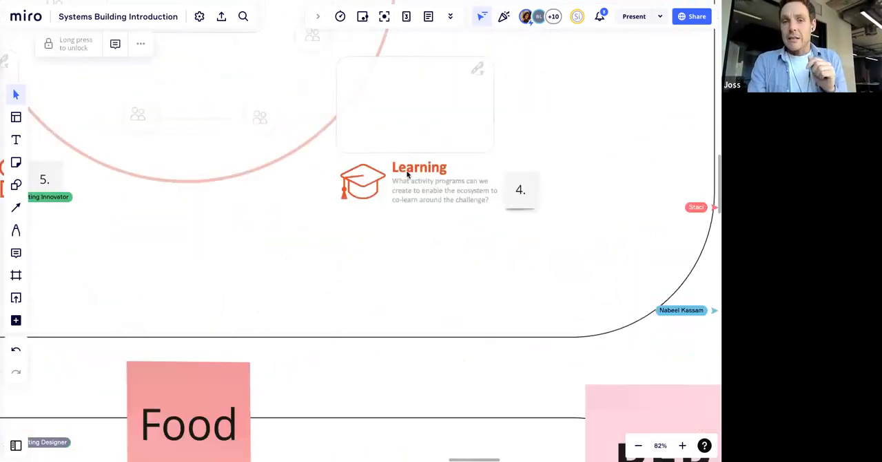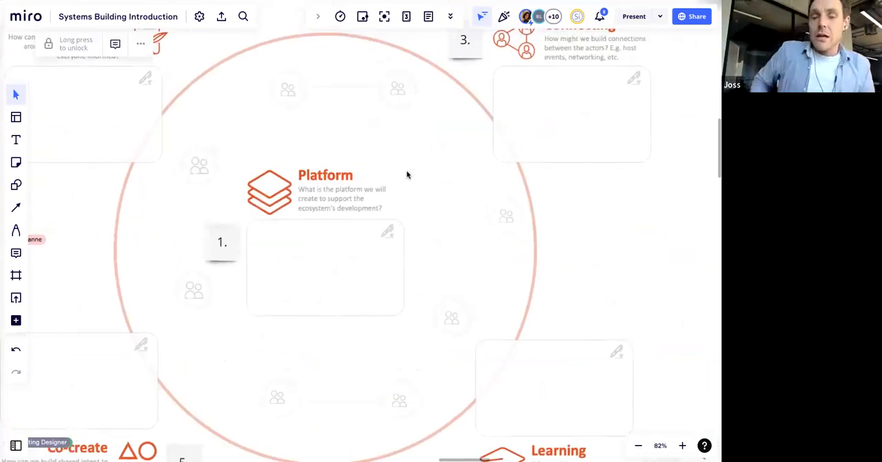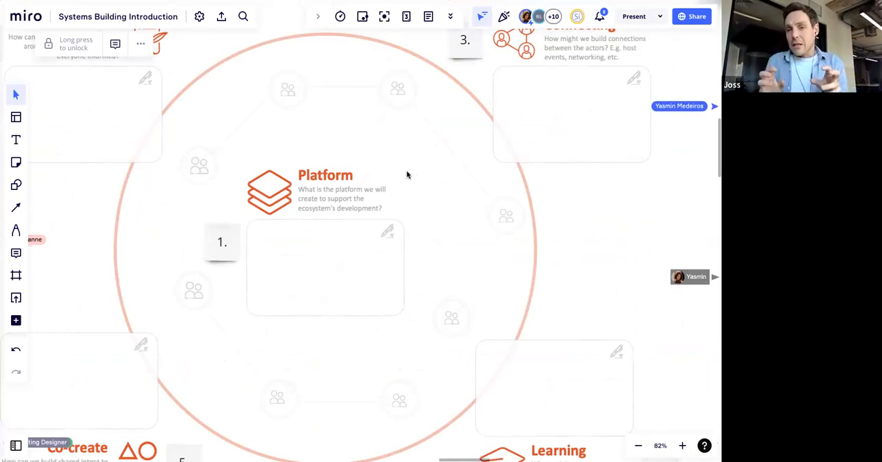Then connecting, learning is absolutely critical to all of this systems innovation work, because when you bring these actors together, they may not properly understand the challenge, and they definitely don't know how to really work together around the challenge. So there's a whole pile of learning they have to do, learning about the challenge and then learning how to work together around that. So learning is going to be key, and we'd have to craft and develop a set of activities for that to happen.